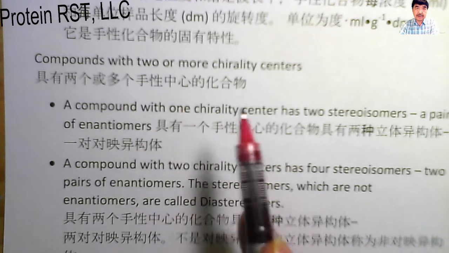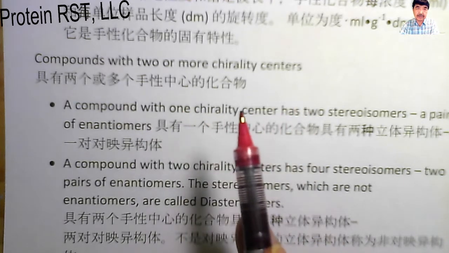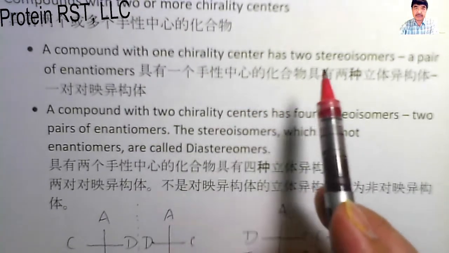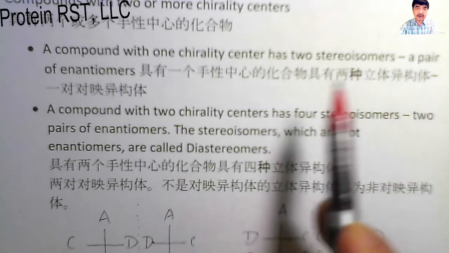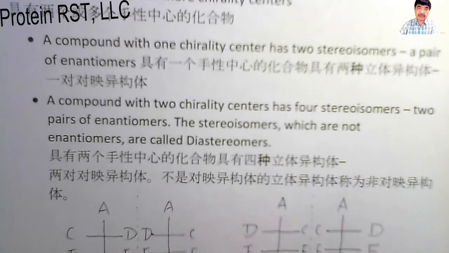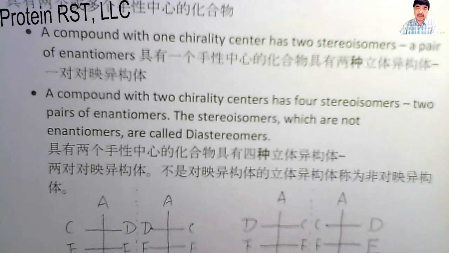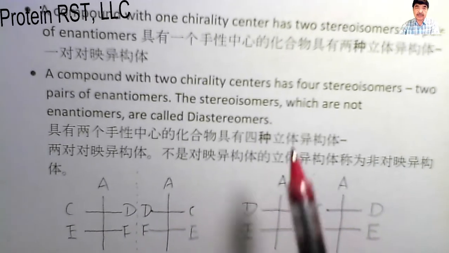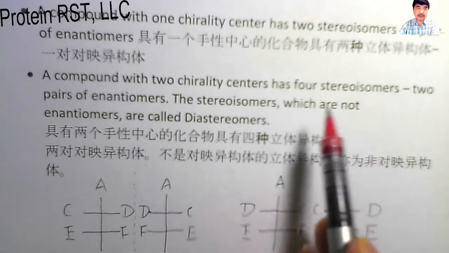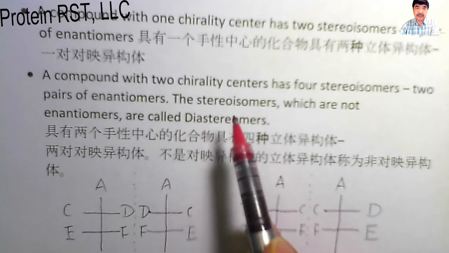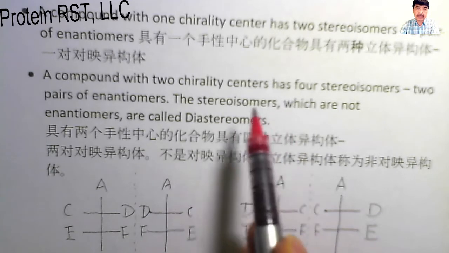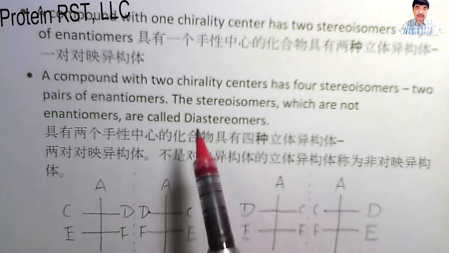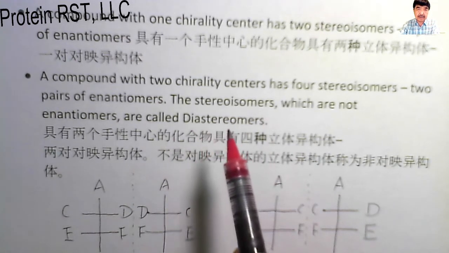Compounds with 2 or more chiral centers. A compound with 1 chiral center has 2 stereoisomers, a pair of enantiomers. A compound with 2 chiral centers has 4 stereoisomers, 2 pairs of enantiomers. The stereoisomers which are not enantiomers are called diastereomers.